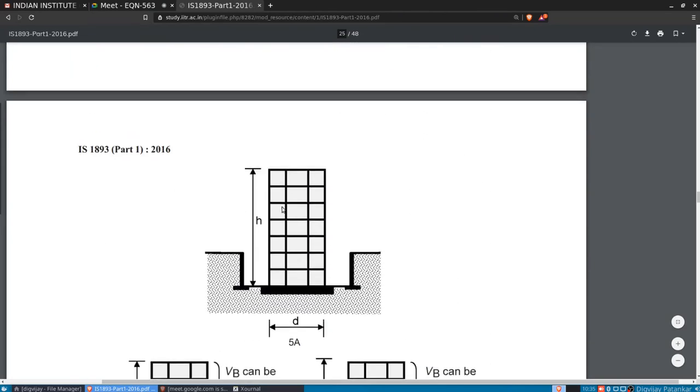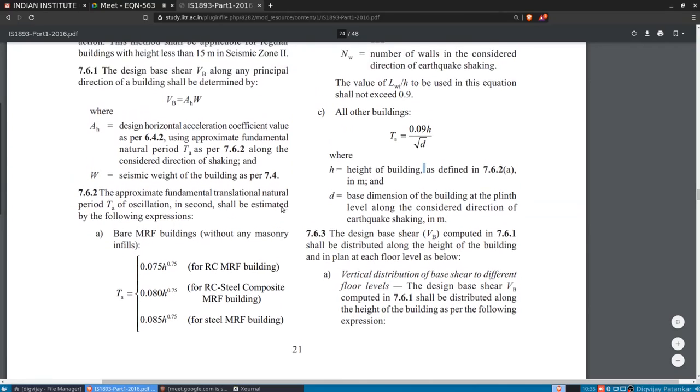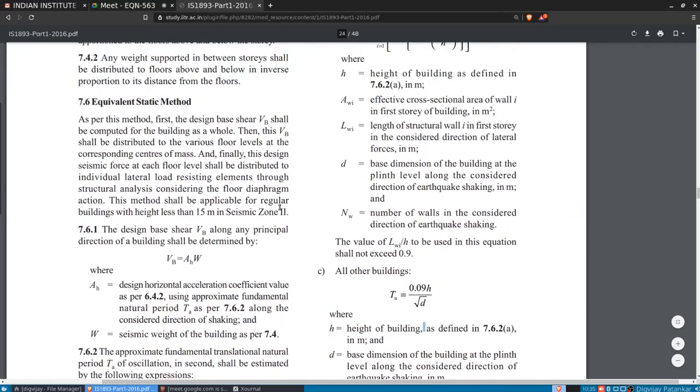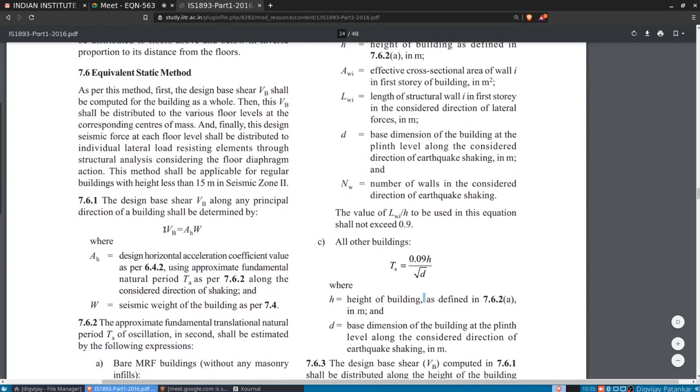Okay, so the entire equivalent static method revolves around this equation, VB is equal to Ah into W, and how to get each one of them. And for that you need not remember anything, you just start with this particular clause, and then W, I want to find out W. So there itself it is given that you have to now refer to 7.4. So go to 7.4, see how to calculate. Then how to calculate Ah, it tells you to go to 6.4.2 and find out how to calculate that.